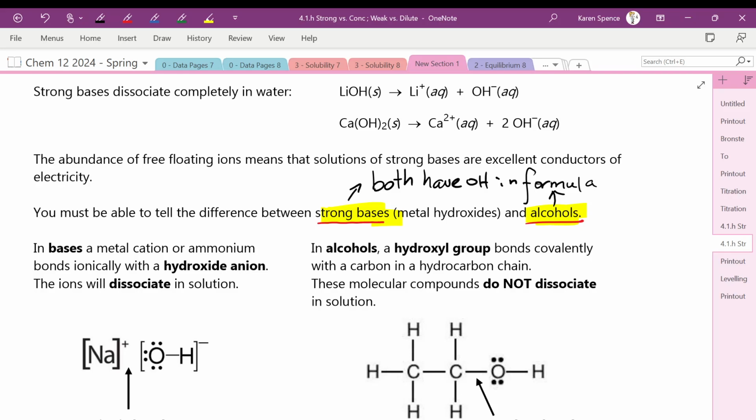So how can you tell that you have a strong base? Well, you need to have the metal hydroxide. So you're looking for a metal. You could also have NH4 because remember NH4 is also an ion.